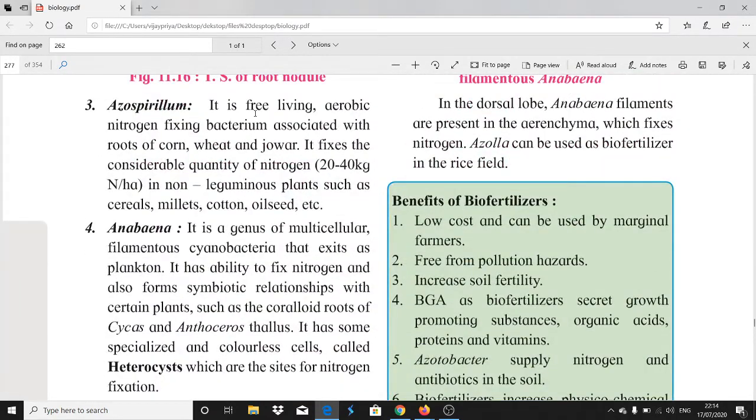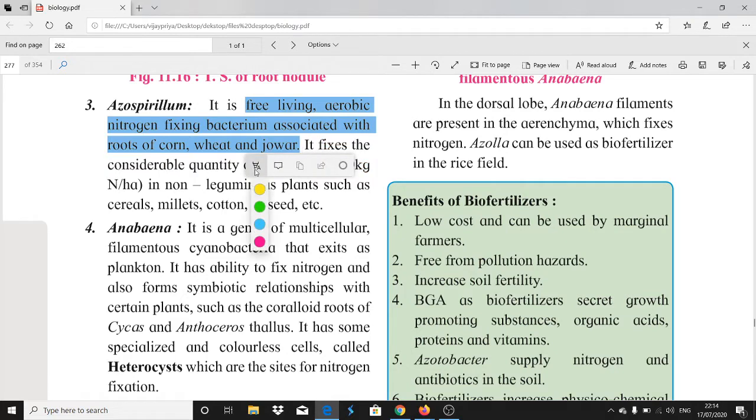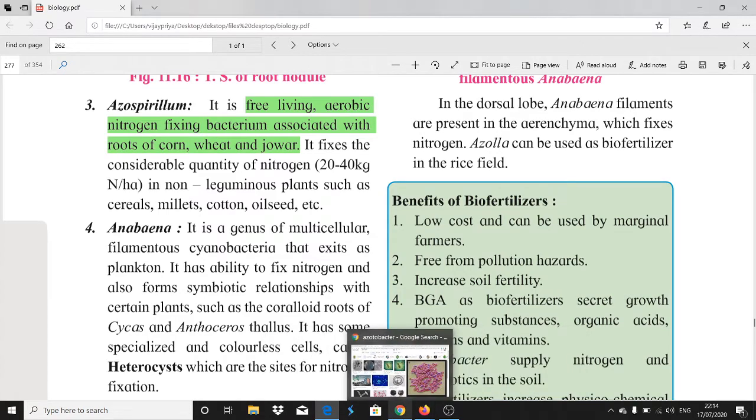Now, Azospirillum, it is a free-living, aerobic, nitrogen-fixing bacterium associated with the roots of corn, wheat, and jowar. Again, the plants are specified: wheat, jowar, corn. These are the roots where this Azospirillum is associated. It fixes a considerable quantity of nitrogen in non-leguminous plants such as cereals, millets, cotton, oilseeds, etc. Now let's have a look at how they look. So Azospirillum.